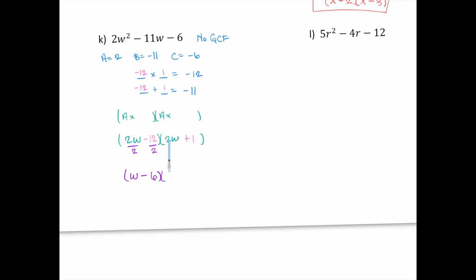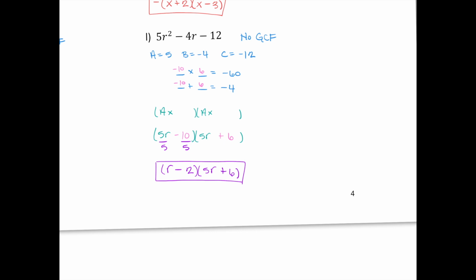And then is there a number that we can divide 2 and 1 by? Well, other than 1, no. So then it stays as 2W plus 1. And for the last example, I want you to try that one on your own and then come back to check your work. Go ahead and pause the video now. And the answer is r minus 2 and 5r plus 6.